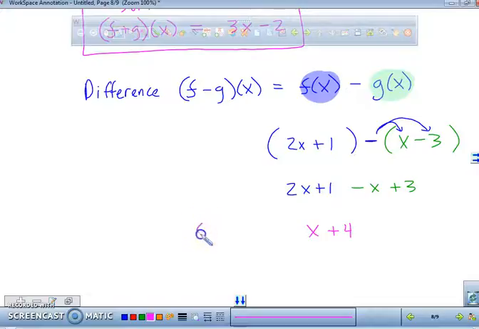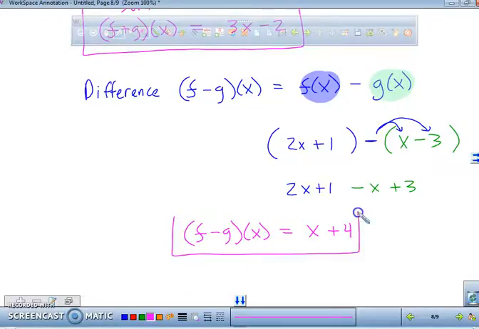So your final answer, everybody, for the difference, what is f minus g of x equal to? It is equal to x plus 4. That's f minus g of x. That's the difference between the functions.